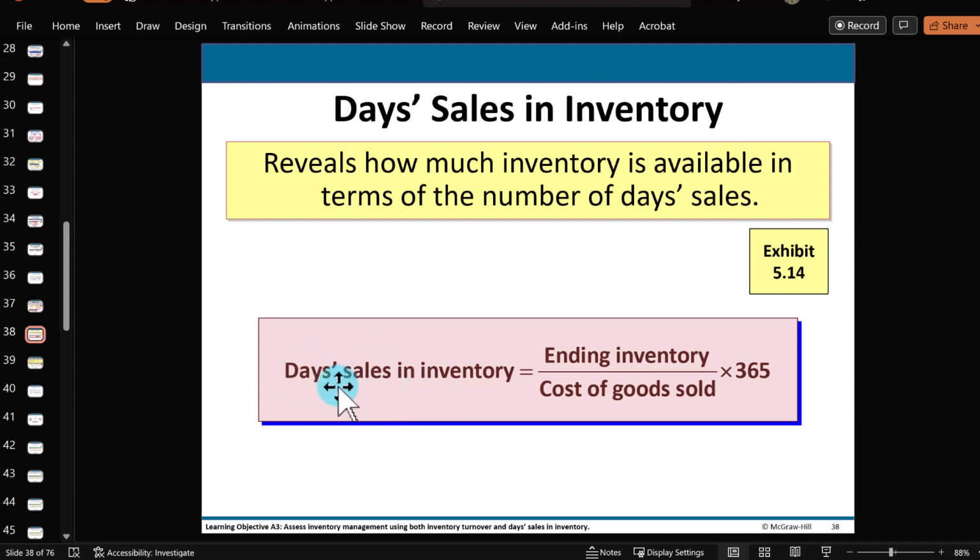But this is an indicator of how many days of inventory you have left, and you should be trying to keep this down. You probably want to keep this as a small number as possible, but you don't want to be too big, right? Otherwise, you're overstocking. You're using your funds inefficiently.